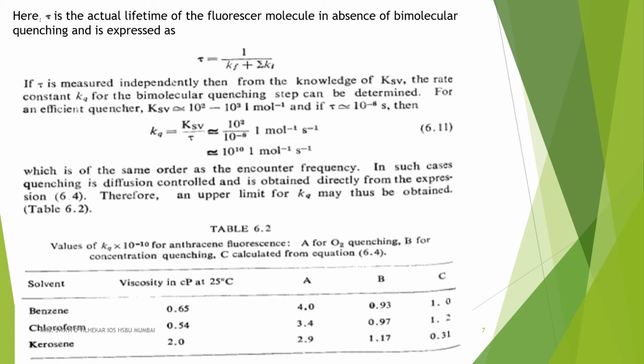So here they have given a table where the Kq values for the anthracene molecule are given for A, B and C values. The first value, A, is for oxygen quenching, B is for concentration quenching, and C is calculated from equation 6.4. So all the values are given there.